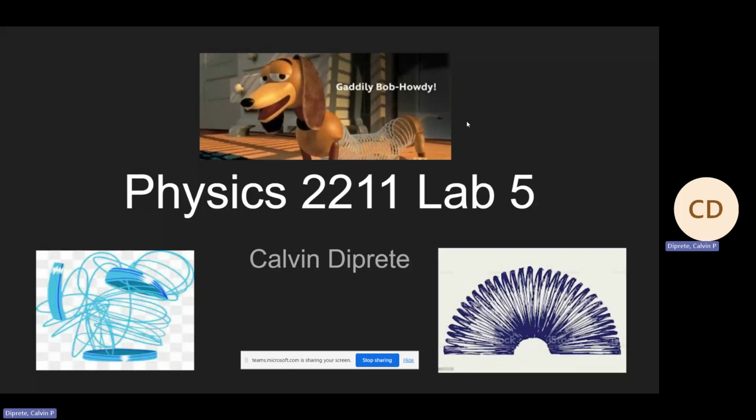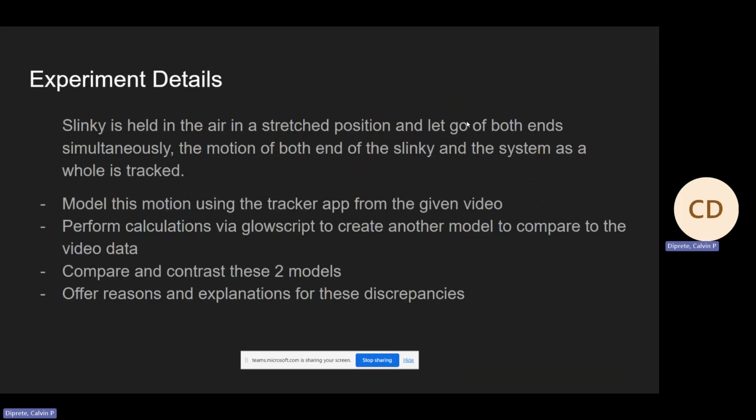Okay. I'm Kevin Apreed, and this is lab number 5 in Physics 2211. And surprise, I chose the Slinky, the falling Slinky model. For the details behind this experiment, the Slinky is held in the air in a stressed position, and it's let go from the top simultaneously. The motion of both ends of the Slinky and the system as a whole is tracked and modeled.